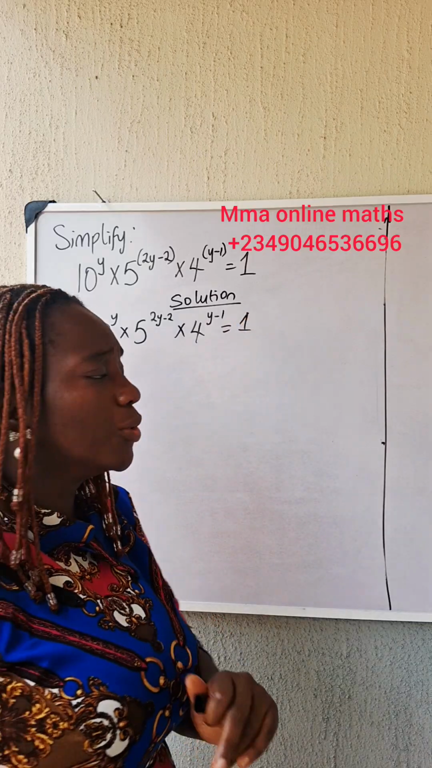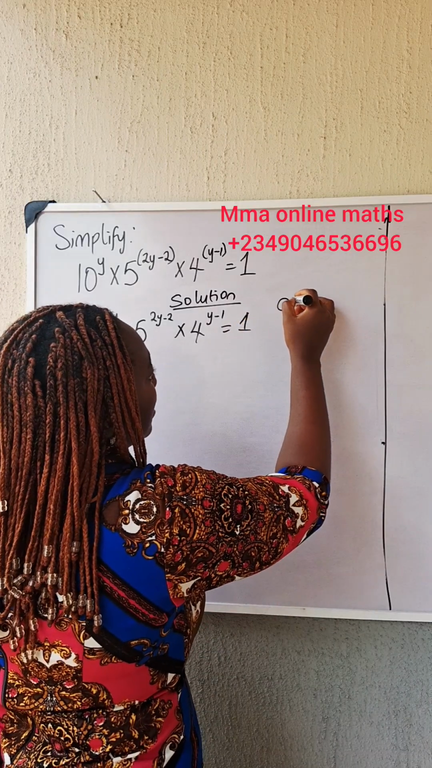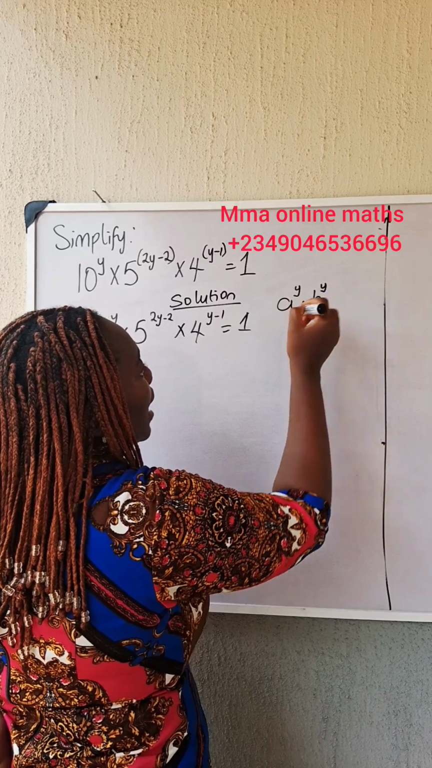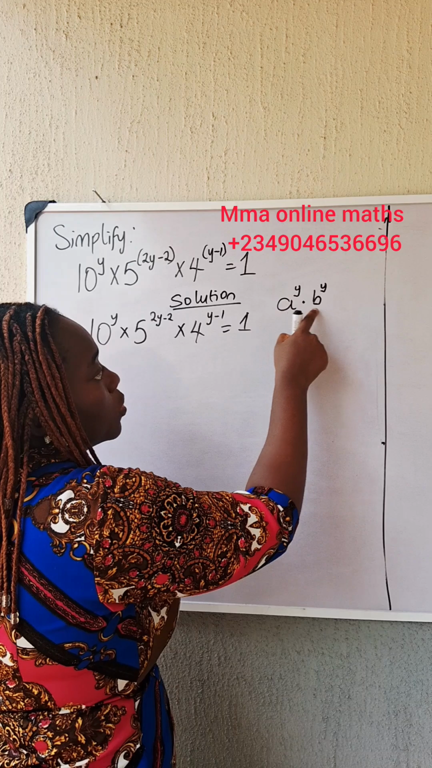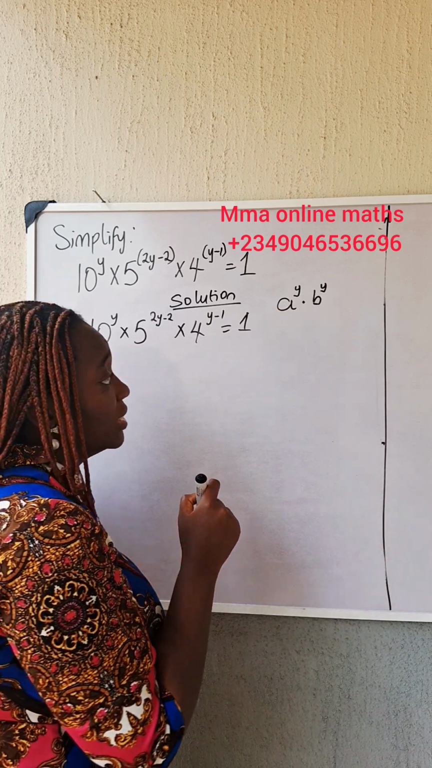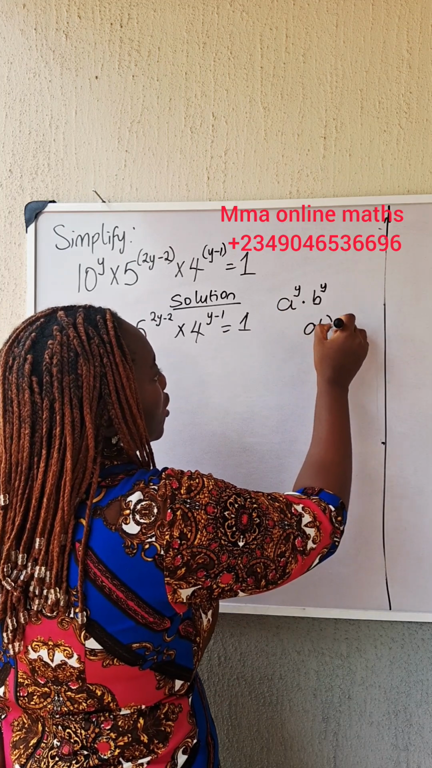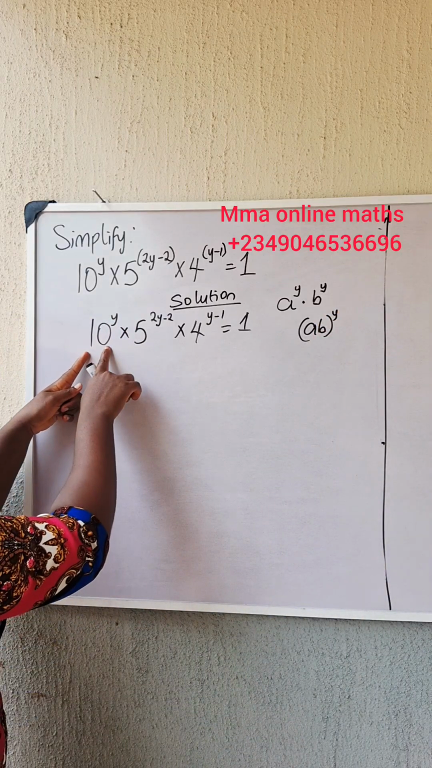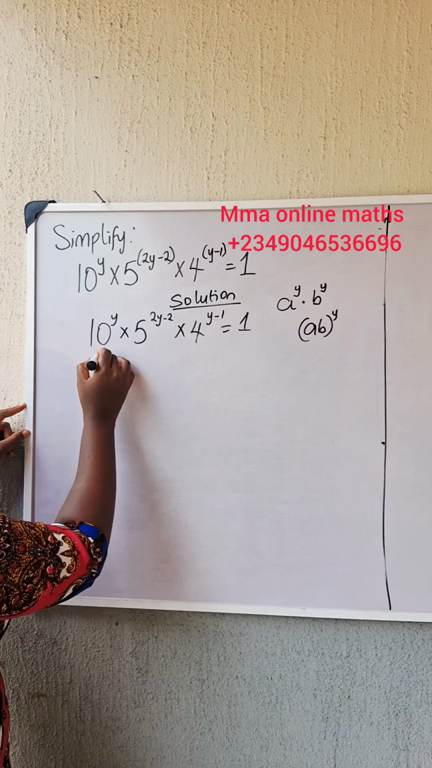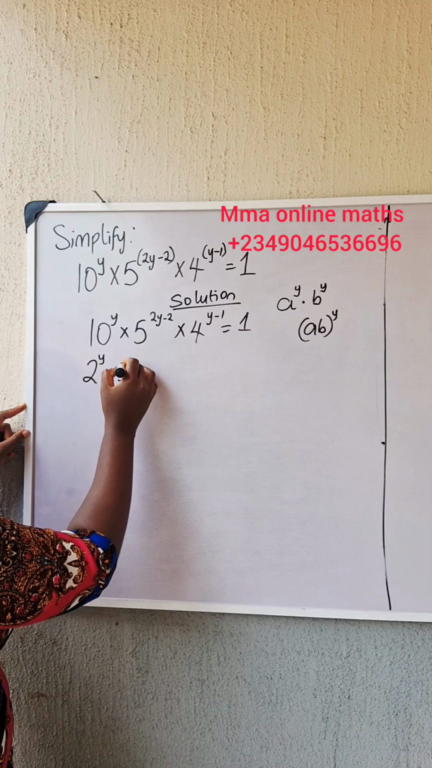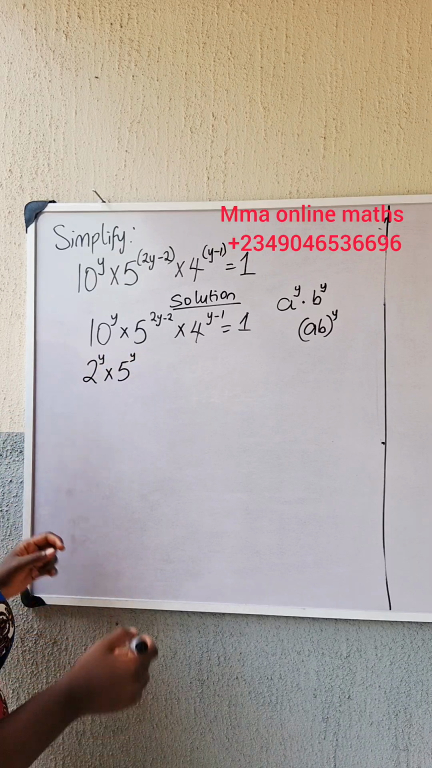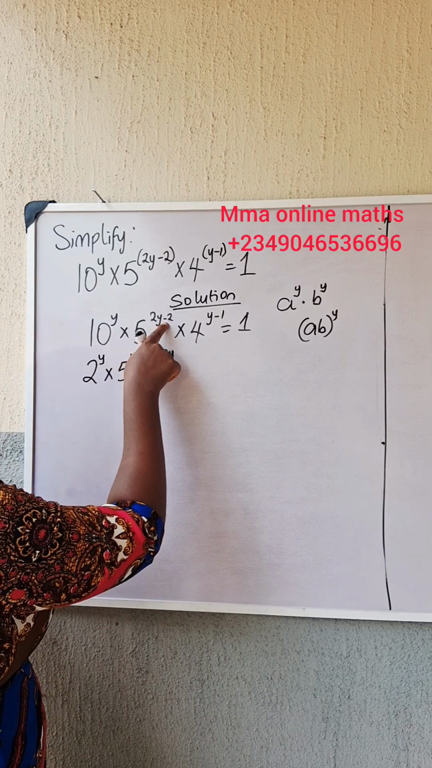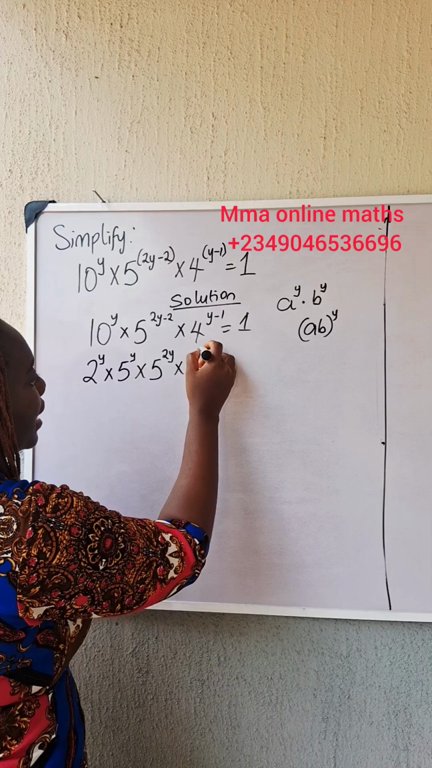Now, do you know of a rule in indices that says if we have, let's say, a raised to power y multiplying b raised to power y, since the raised to powers are the same, we simply multiply the bases and we'll have ab all raised to power y? Do you know that? Now let's apply it to 10 here. Do you know that 10 can be written as 2 raised to power y times 5 raised to power y? Okay, now we have times 5 raised to power 2y. Let's separate this now. It will be times 5 raised to power minus 2.